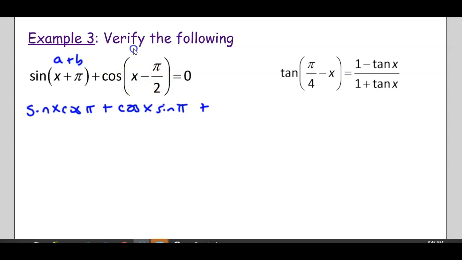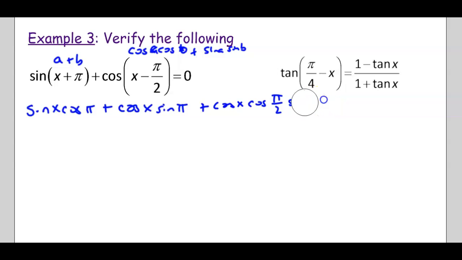And then we've got to do this cosine part. So cosine, we just talked about it, is cosine of x minus pi over 2. Cosine of A, cosine of B, plus sine of A, sine of B. So when we plug in our values, we have cosine of x, cosine of pi over 2, plus sine of x, sine of pi over 2.